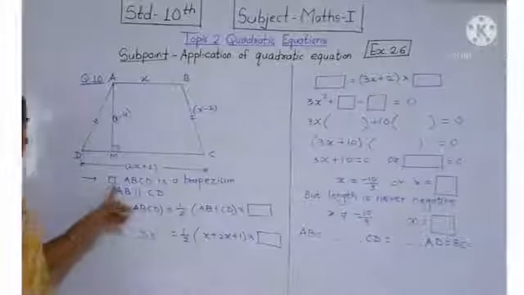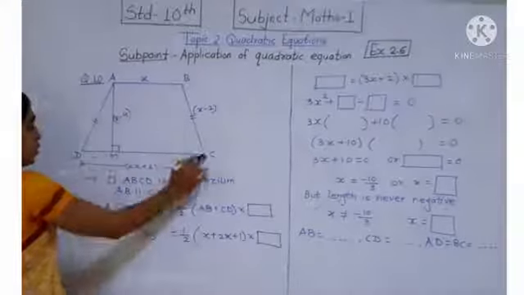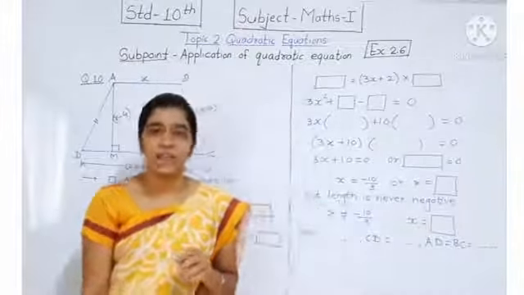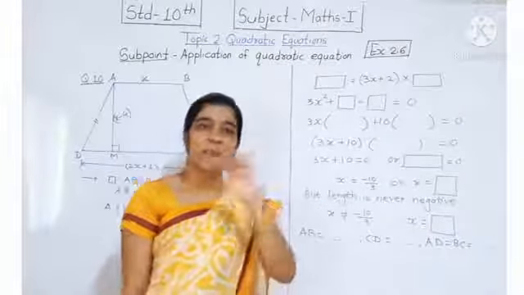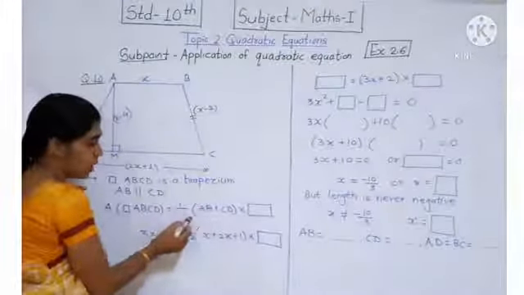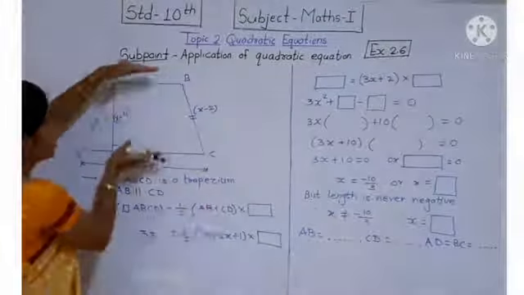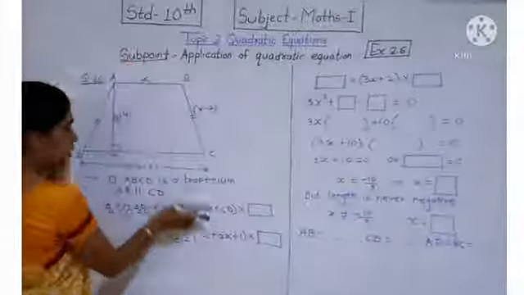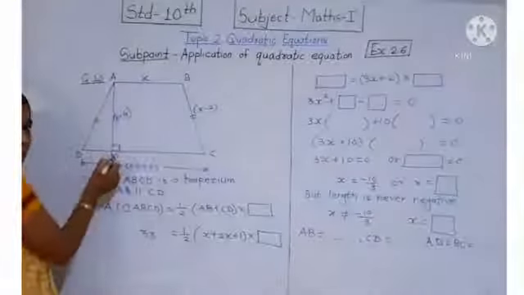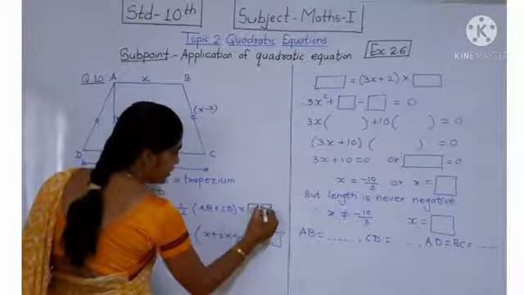So let's start. Quadrilateral ABCD is a trapezium, given. Therefore, AB is parallel to CD. We know the formula for the area of a trapezium: area is equal to half into the sum of the parallel sides into height. So half into the sum of parallel sides. Which are the parallel sides here? AB and CD. Into height. Which one is the height here? The perpendicular distance is the height. So here AM is the height.